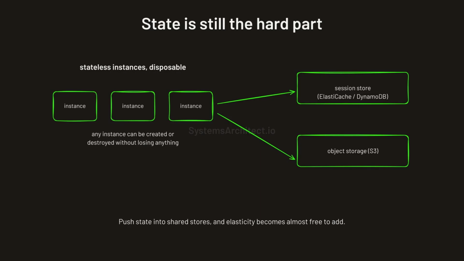Elasticity amplifies the cost of getting this wrong. A system that scales several times a day cannot afford a single special machine. Design statelessness in from the start, and elasticity becomes almost free to add.